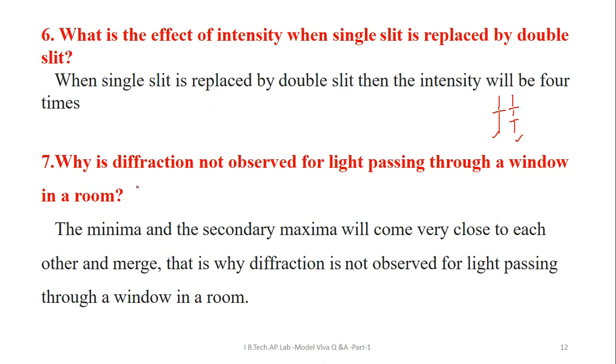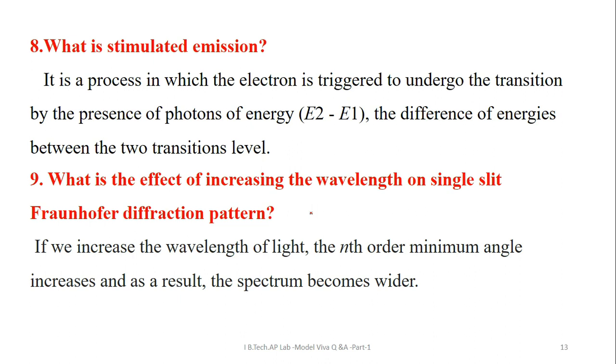Why is diffraction not observed for light passing through a window in a room? Minima and secondary maxima come very close to each other and merge. That is why diffraction is not observed for light passing through a window in a room. Then, what is stimulated emission? It is the process in which an electron is triggered to undergo transition by the presence of photons of energy E2 minus E1, the difference of the energies between the two transition levels.